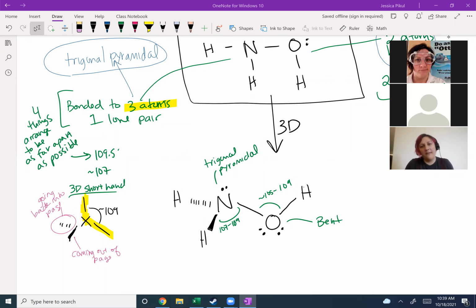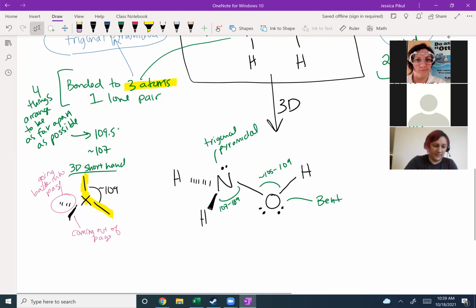So once you have a 3D picture of it, the next step is to evaluate its polarity. We do that so we can get an idea of the overall polarity of the molecule, to know if it's going to be water soluble or fat soluble. And our next topic after covalent bonds is intermolecular forces, which is how things dissolve and how they behave based on whether they're polar or not.